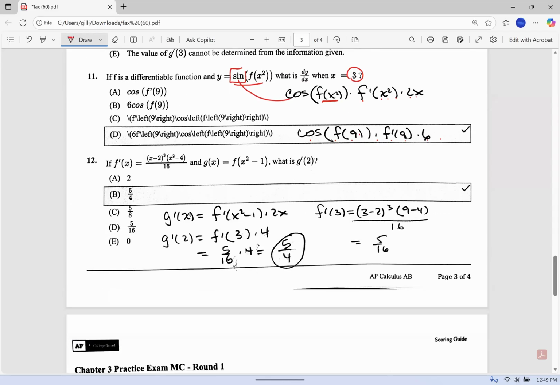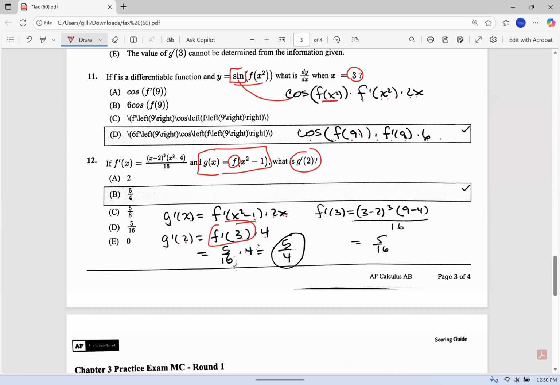In number 12, I want g prime at 2. This is not an inverse rule of derivatives. Just because you see g and g prime, we don't know that g and f are inverses, so it's not that rule. So this is the function g given, and its derivative is the derivative of the outside, which is f prime. Repeat the inside and times it by the derivative of the inside. When x is 2, 2 squared is 4, minus 1 is 3, and 2 times 2 is 4.